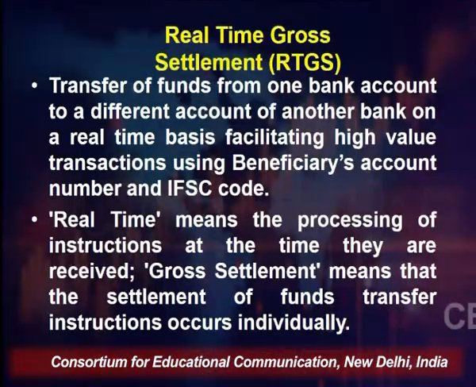So, real-time means the processing of instructions at the time they are received, immediately the transaction is made, right. Gross settlement means that the settlement of funds transfer instructions occurs individually. In the NEFT system, banks make a group of transactions, I would say 15, 20, 30, and then whatever transactions they place in other bank accounts, the money is transferred in those accounts. But here each transaction is a separate transaction. So, each transaction occurs individually.